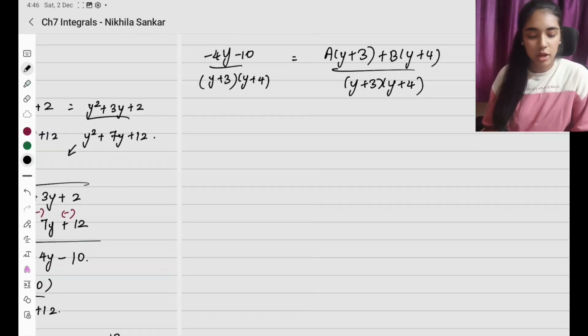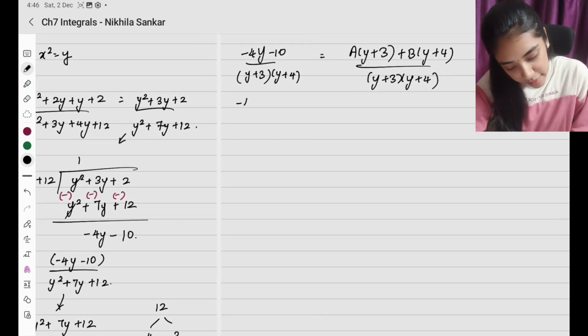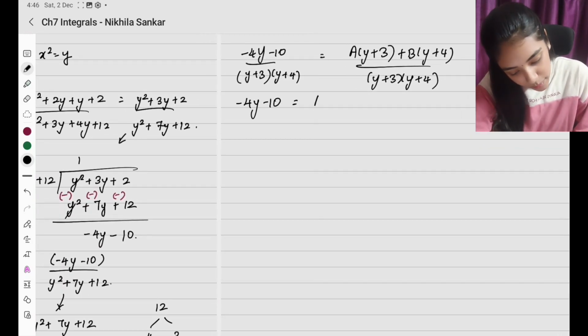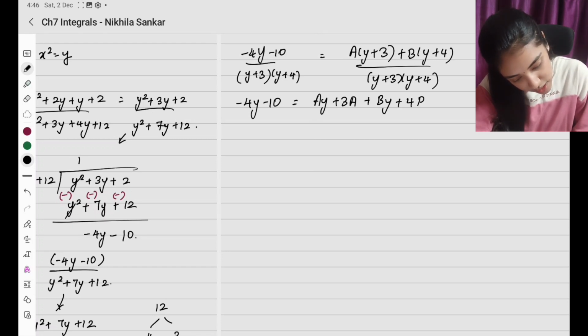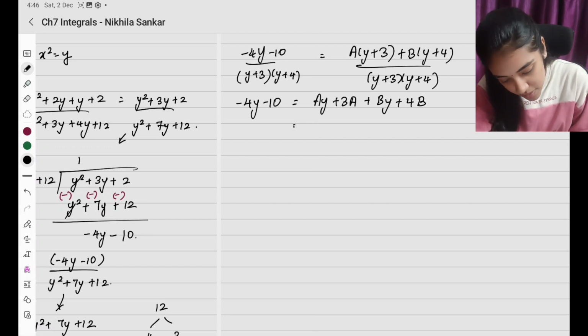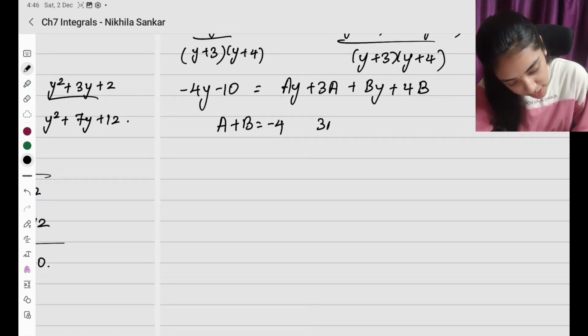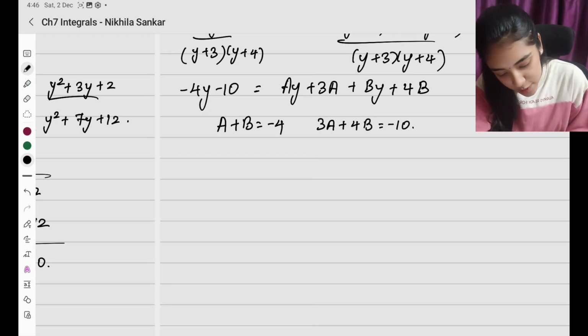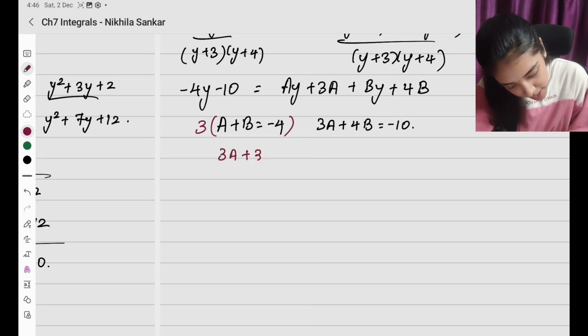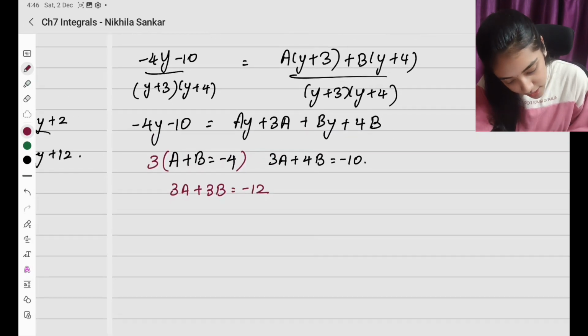Since the denominators are equal, I can equate the numerators. So I have minus 4y minus 10 equals, when I multiply inside, ay plus 3a plus by plus 4b. I can club the y terms. You guys know this. So I have a plus b equals minus 4. And for the constant, 3a plus 4b equals minus 10. I can multiply the first equation by 3 to use the elimination method. So 3a plus 3b equals minus 12, and I have 3a plus 4b equals minus 10.